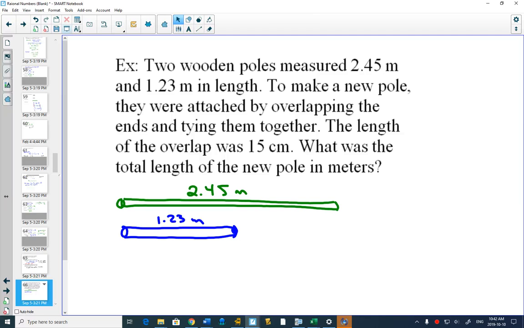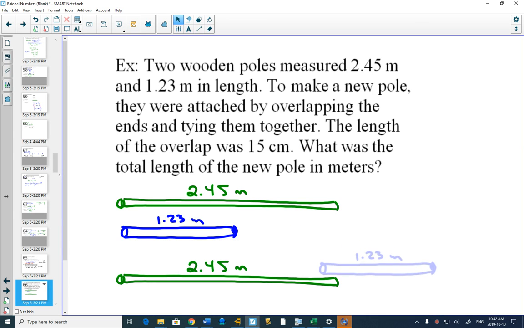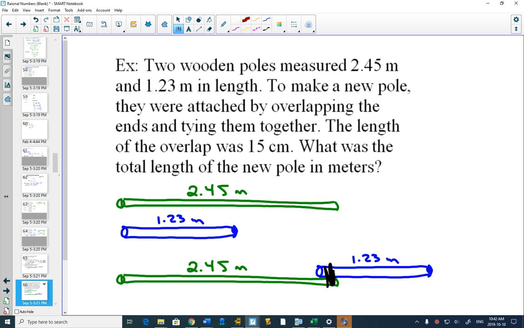They were attached, okay, they were put together and attached by overlapping them, then taking out some rope.